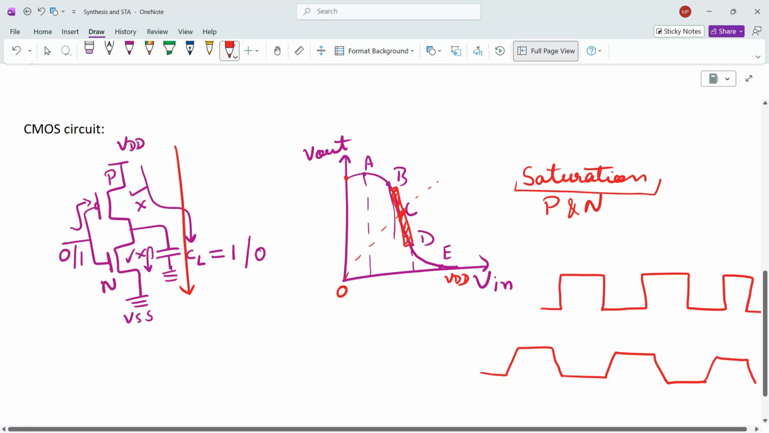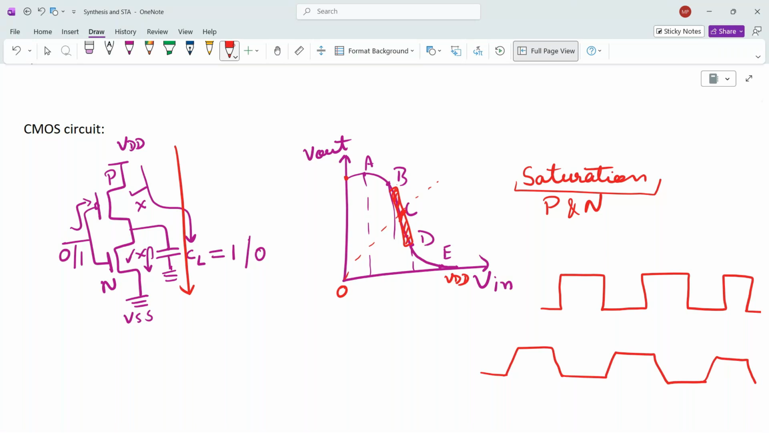It will be there. That's the practical thing, right? So when your signal is transitioning from 0 to 1 or 1 to 0, we want this transition to be as fast as possible. Means we want this to be approximately ideal.